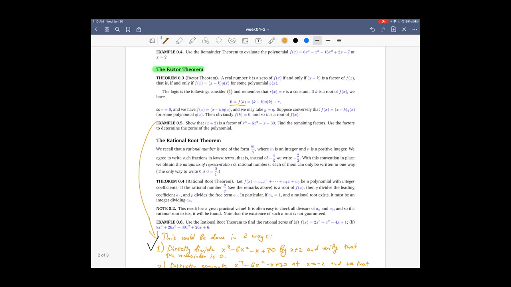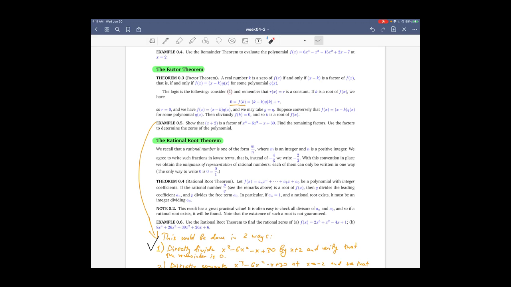The third theorem I'd like to tell you about is the so-called rational root theorem. Let us first make a convention about rational numbers, which, as you remember, are numbers of the form m over n, where m is an integer and n is a positive integer. So we agreed to write rational numbers, fractions, always in lowest terms.